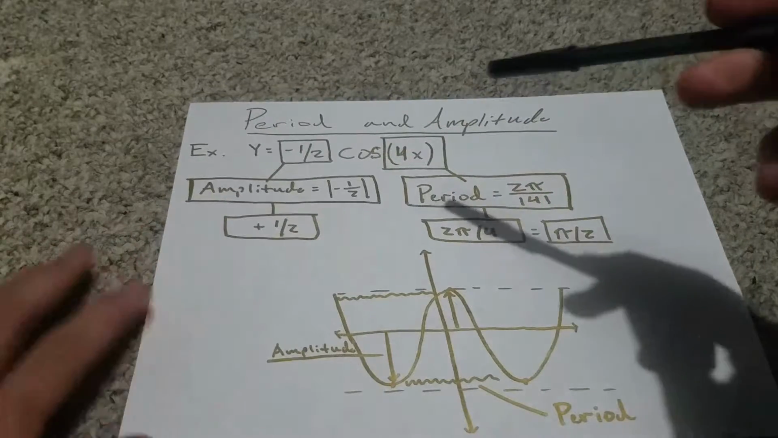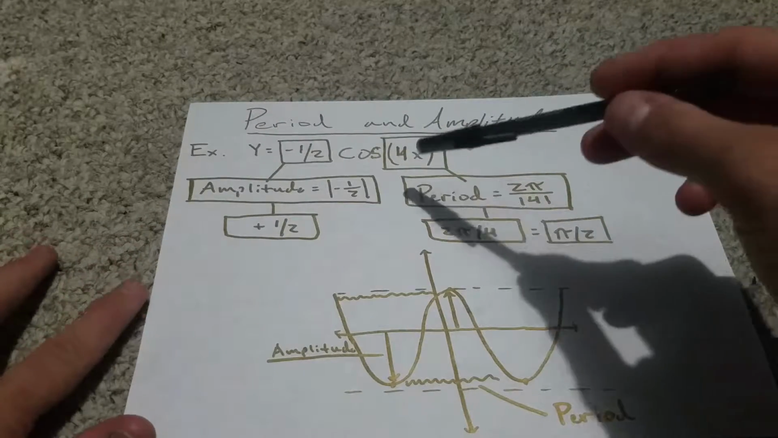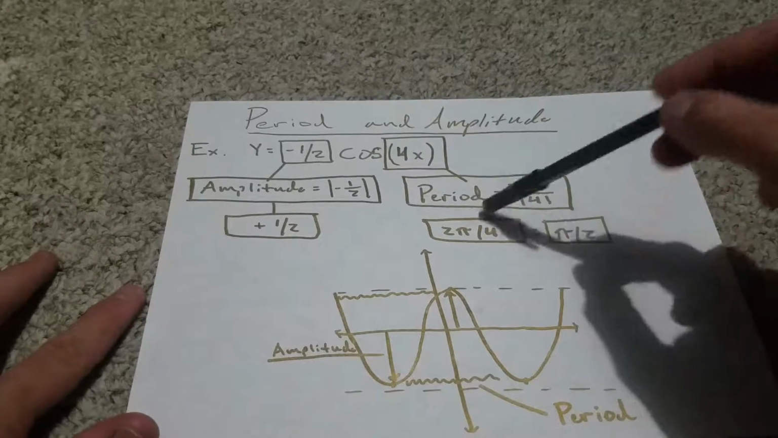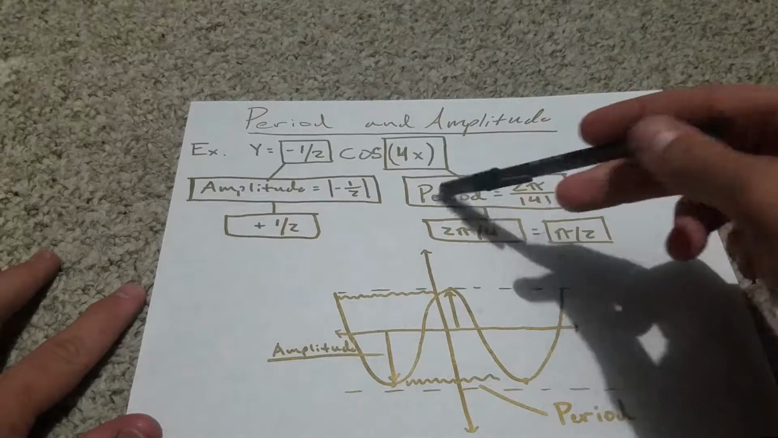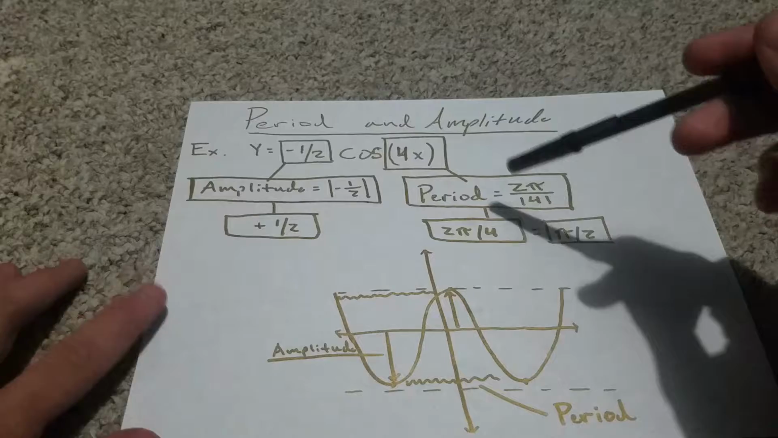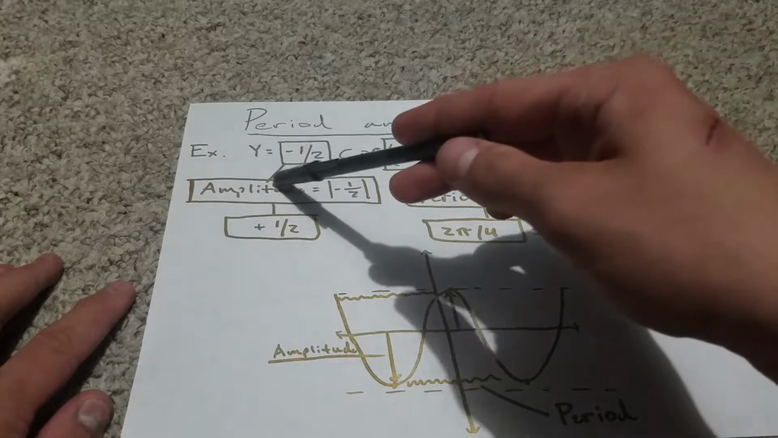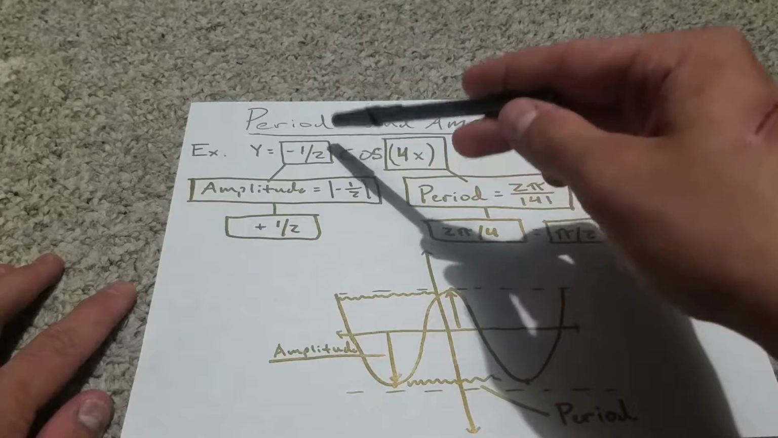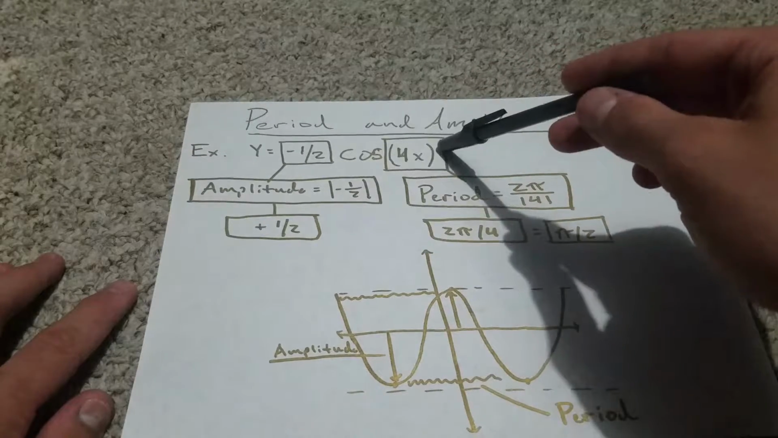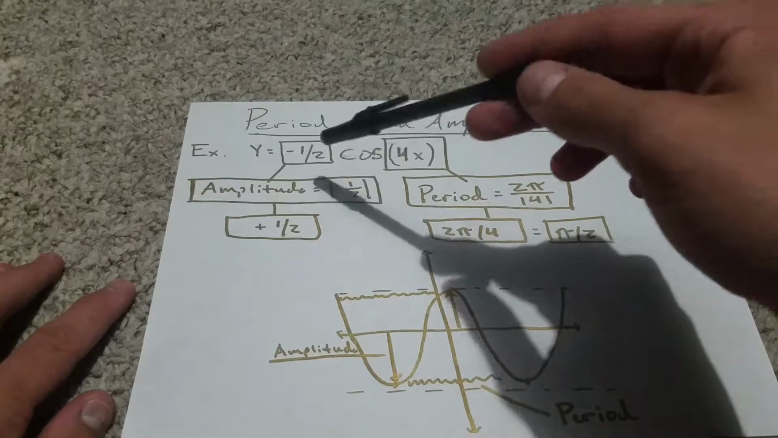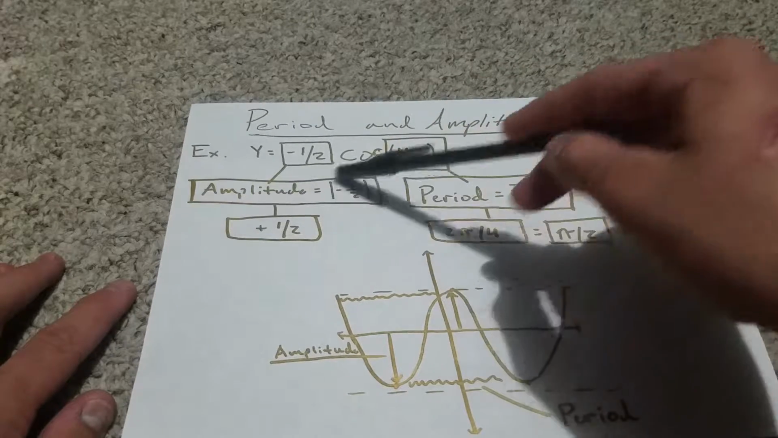So in my video, we're going to be finding out period and amplitude, how to find them, and what they are on the graph. So starting off, the amplitude is, we're going to start with y equals -1/2 cosine 4x. The amplitude is what we're going to start off with.